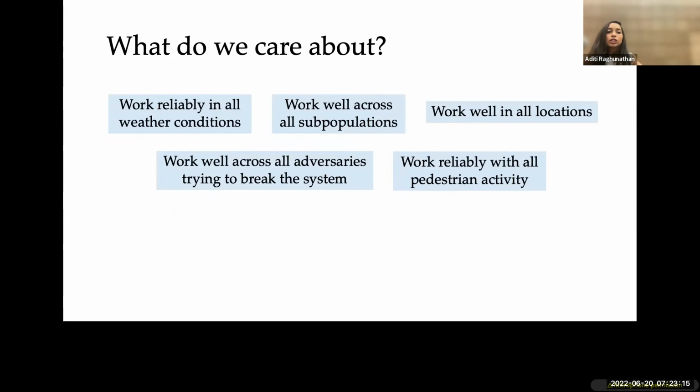So with those few examples, let's just take a step back and think about what all these things are that we care about. We want to work on all conditions, all subpopulations, all adversaries, and so on. One thing that strikes out is that maybe we might not ever be able to collect test distributions that reflect each of these different things we care about. So is there something that we can do more efficiently?